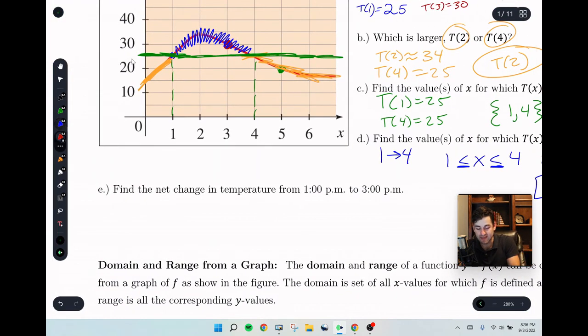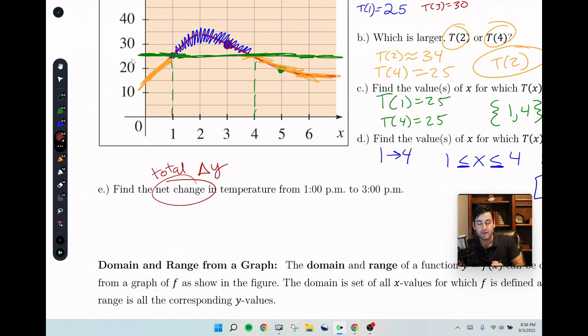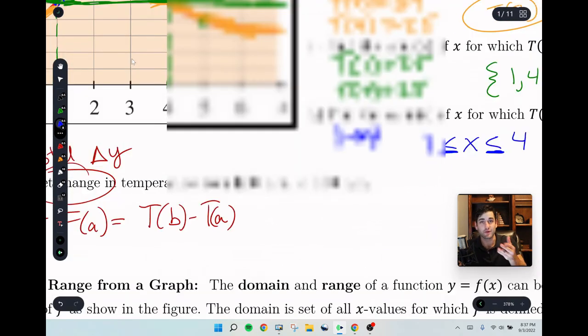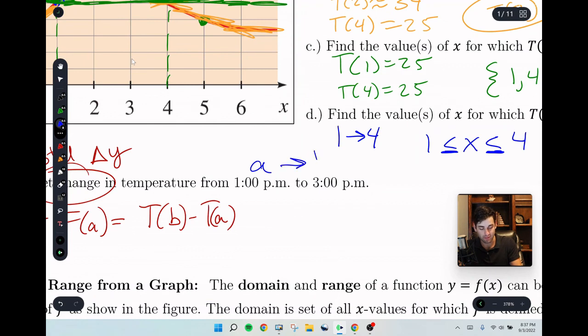Last but not least, this net change we talked about in an earlier video. That stands for total change in y, or total change, not in x, but in y. So the net change we're looking for, and we remember that formula of f of b minus f of a. But actually in this case we're working with T, so I'm going to rewrite it T of b minus T of a. And then it's up to us to define which one is b and which one's a. Usually we're going to go left to right, a to b, just like reading a book.